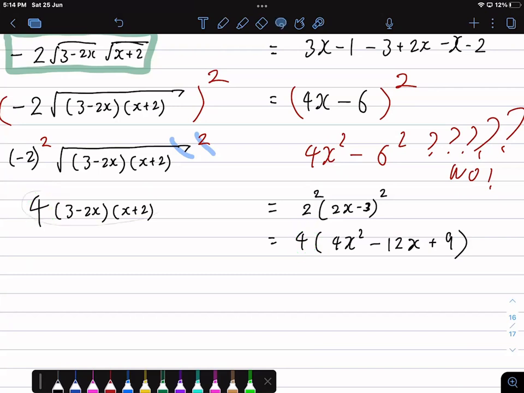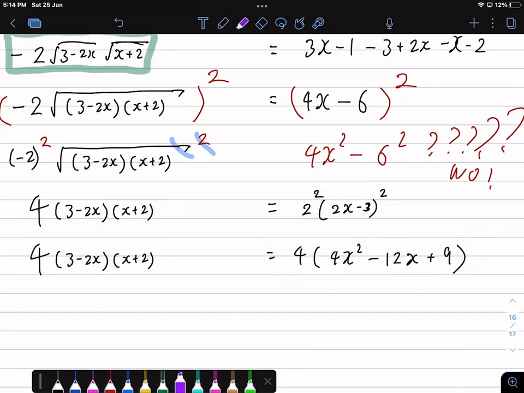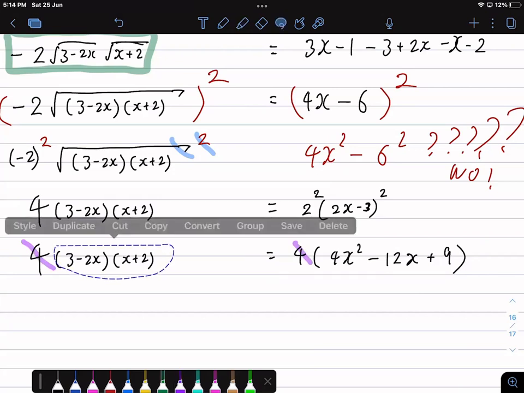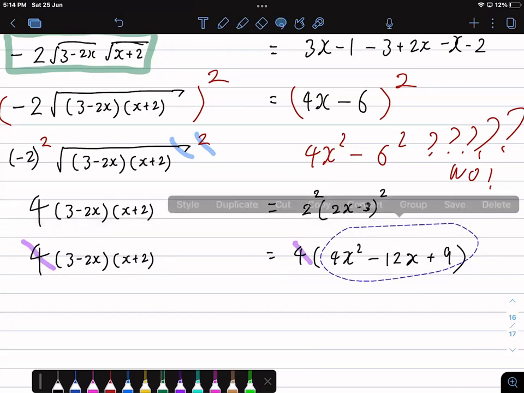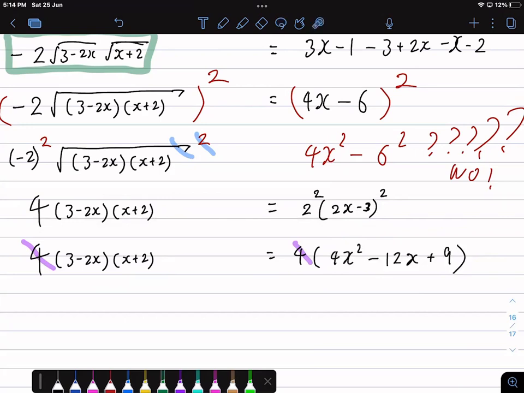Cancel off. Just to be neater, I'll copy and paste it again. Make sure it stays on the same horizontal line. Then I neatly cancel them off. What am I left with? This time, you got a quadratic. Right-hand side, also quadratic. Oops, sorry. And just expand everything. Okay? Expand everything. Now you expand.